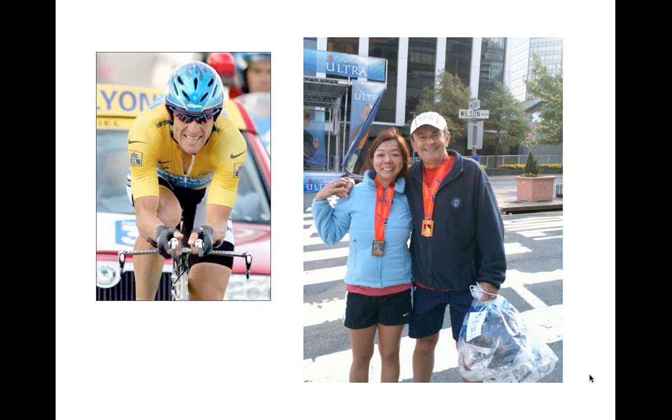On the left is a picture of Lance Armstrong. In addition to blood doping, which was unfortunate that he used, he also used microcurrent routinely, and he and his cycling team used this to help regenerate their bodies and help reduce inflammation. And on the right is another athlete.